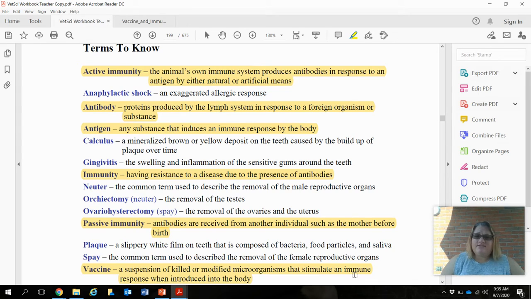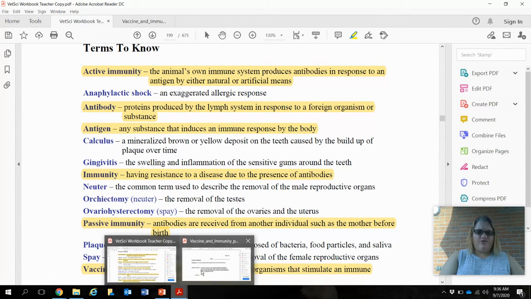Then we have passive immunity. Antibodies are received from another individual, such as a mother before birth or right after birth through colostrum. And then we have vaccine, a suspension of killed or modified organisms that stimulate an immune response when introduced to the body. So those are the terms to know for this unit that you will need to know.